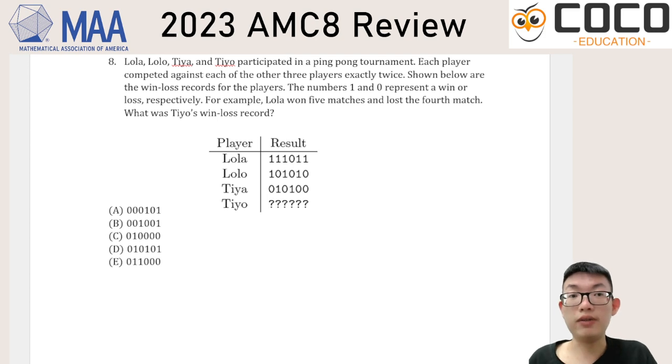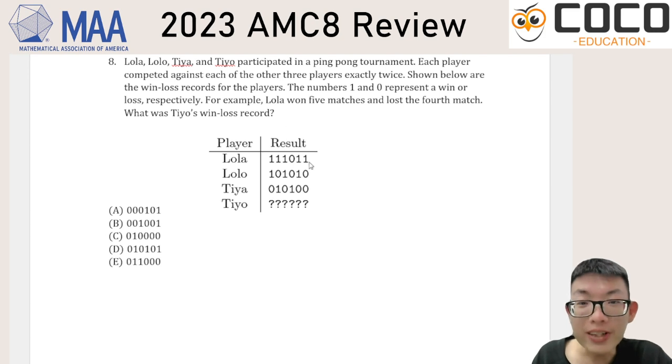An easier way to think about it is that they played 6 rounds. In each round, there will be 2 winners and 2 losers. That's how these games go. And so we look at each round.